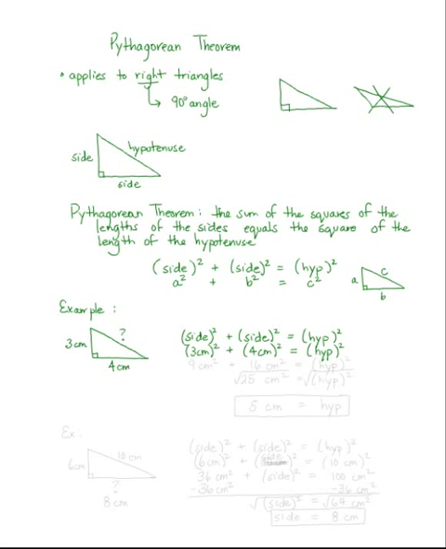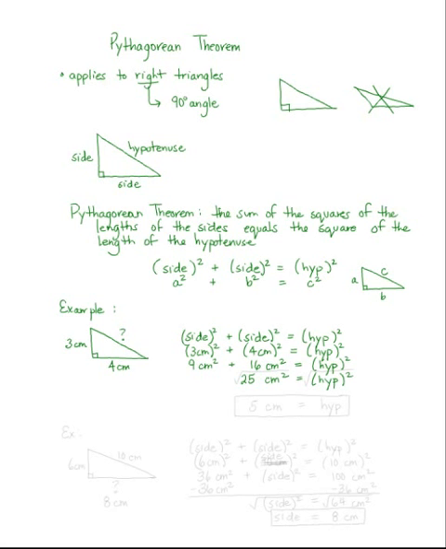3 centimeters squared is the same as 9 square centimeters. 4 centimeters squared would be 16 square centimeters. 9 square centimeters plus 16 square centimeters, these are like terms, so we can add them. We get 25 square centimeters equals the hypotenuse squared.